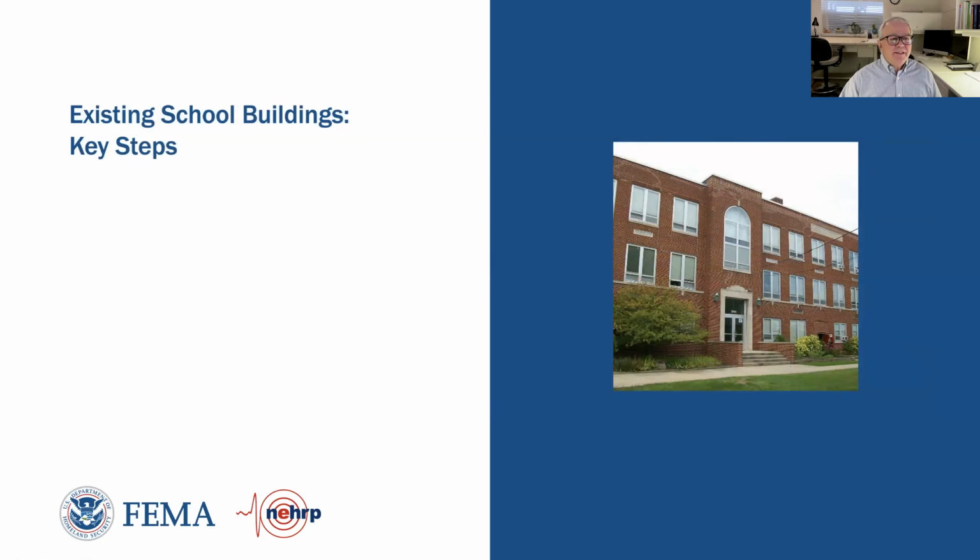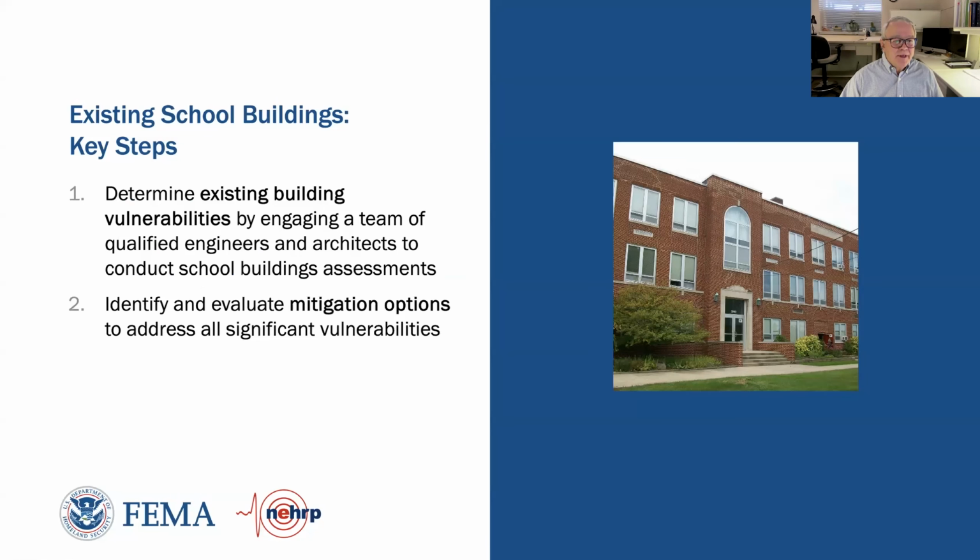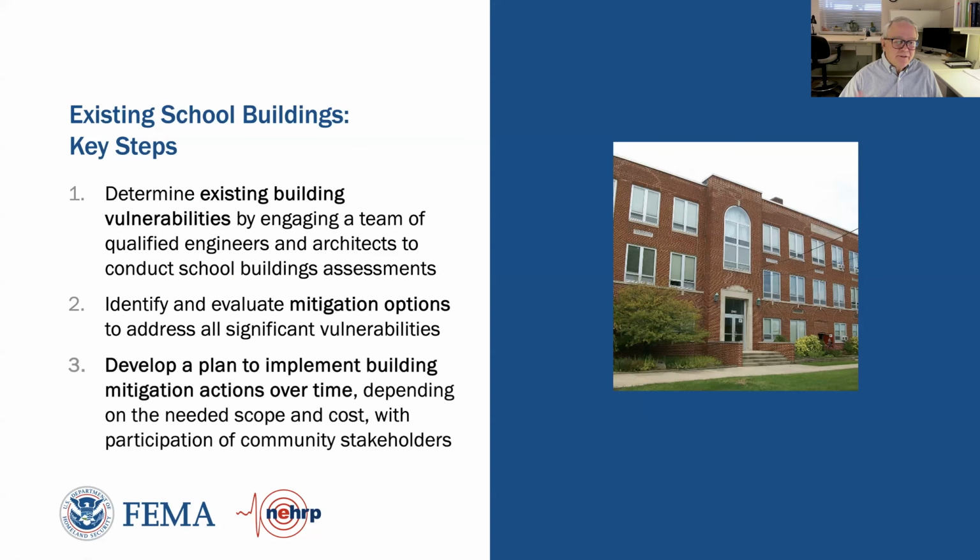So what are some of the key steps in working with existing buildings? Well, one is determining the vulnerability by engaging that team of qualified engineers and architects to conduct that school building assessment. Secondly is identifying and mitigating all the options to address the significant vulnerabilities, and then develop a plan to implement the building mitigation actions over time, depending on the needed scope and cost and participation of community stakeholders.